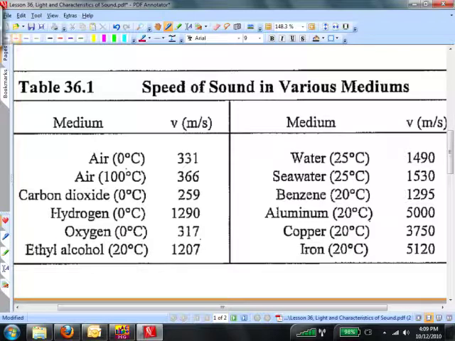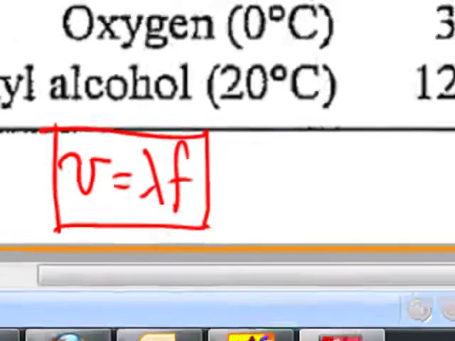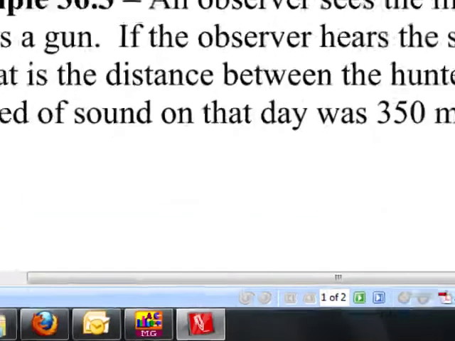When you work these problems, you're going to see that the speed of sound, v, is equal to the wavelength times the frequency. And a lot of these problems are going to involve using that equation. For the most part, if it is not stated what the speed of sound is, then you can assume it's the speed of sound in air at room temperature, 343 meters per second. That's not a number you need to memorize, but it's a number that comes up quite a bit. It's one of my good friends.